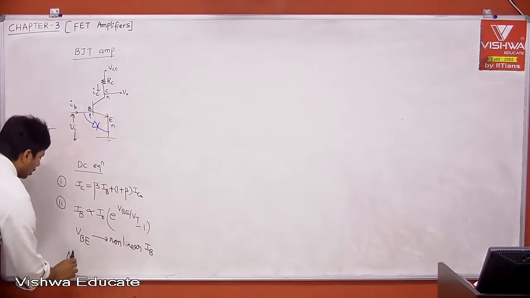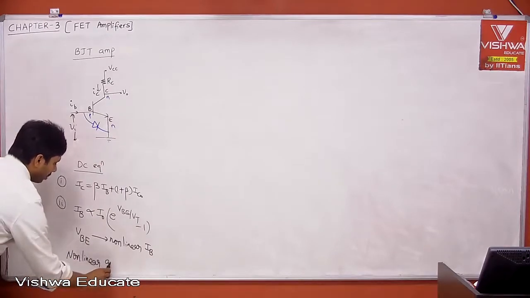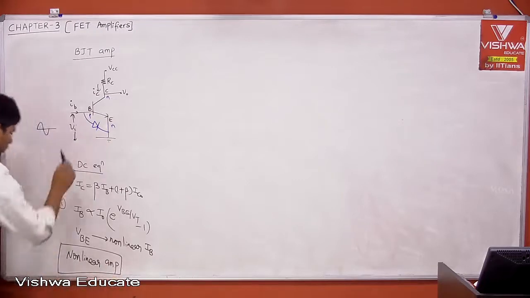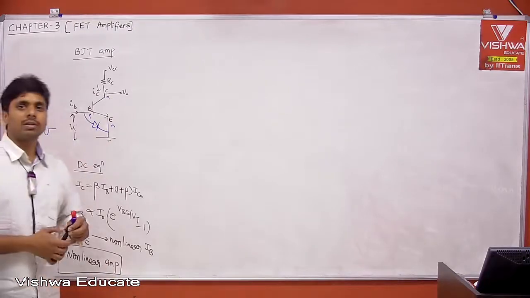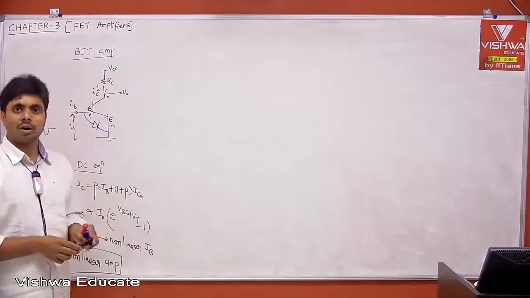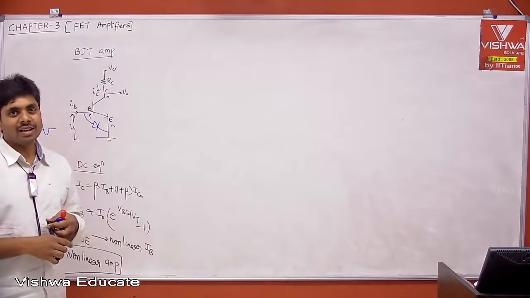Therefore, this is a non-linear amplifier. Your BJT is a non-linear amplifier. Not only BJT, your MOSFET is also a non-linear amplifier. Right? Then what to do?